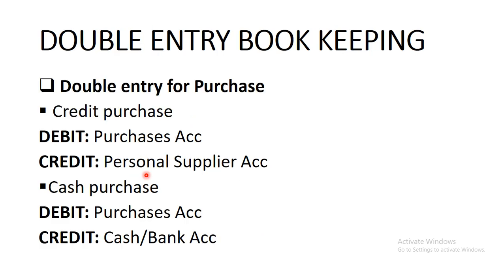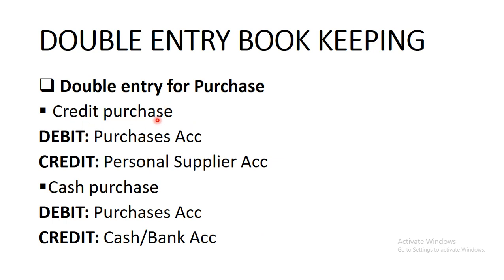So now, what is the double entry for purchases? Let's begin with credit purchases. What you need to understand is credit purchases are just the opposite of sales. We are the ones who are purchasing from a supplier. In the double entry for sales, it's us who are selling, so somebody is purchasing from us. But in the context of the double entry for purchases, we are the ones purchasing.